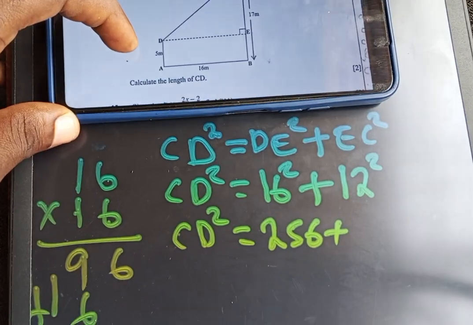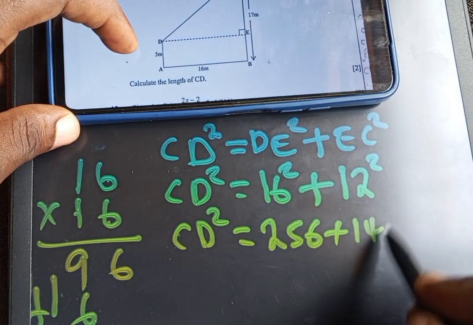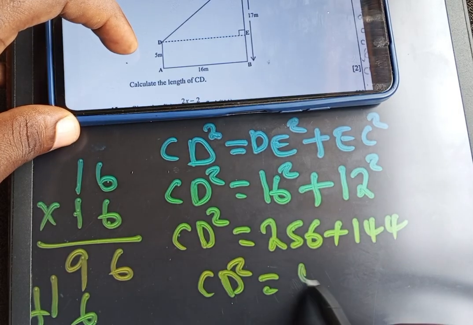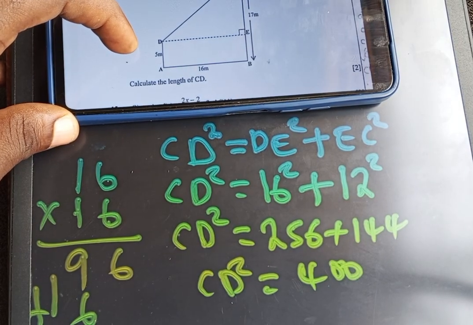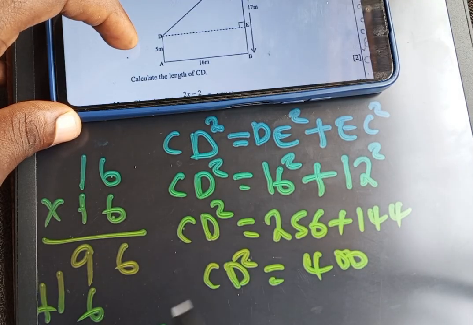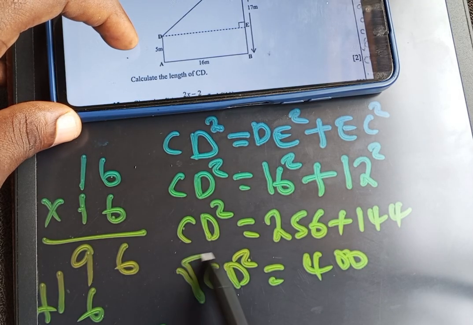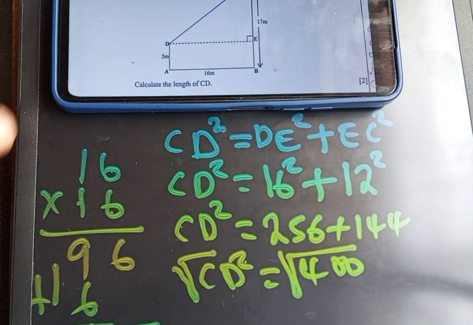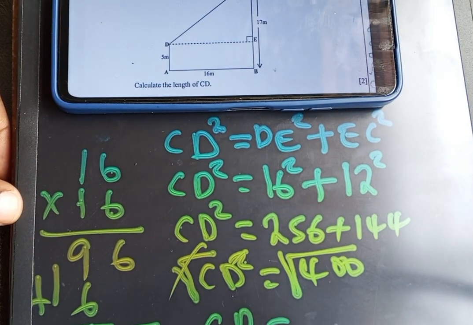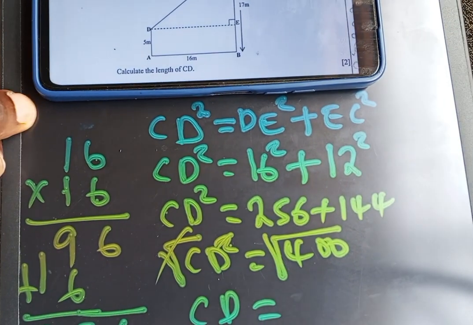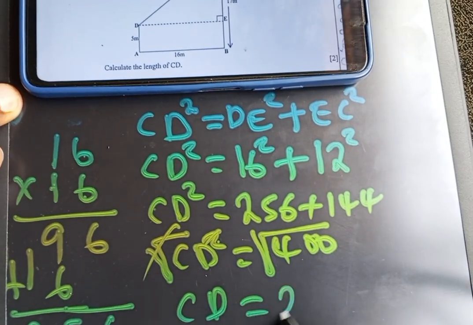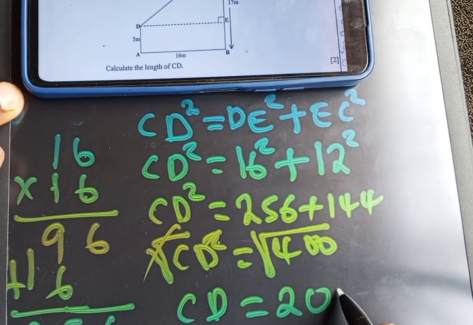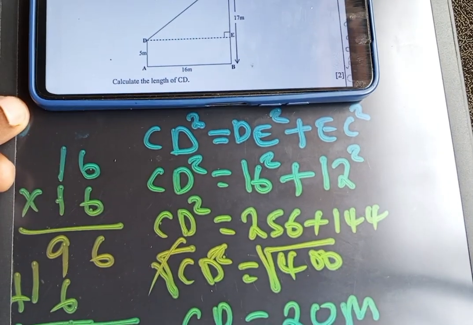Then what are we having this side? It's 12 times 12, which is 144. CD squared is equal to, when we add these two, it will give us 400. Now, to find CD, you need to get rid of the power 2. How do you do it? You introduce the square root on both sides. So CD is equal to the square root of 400, which is 20, because 20 times 20 is 400. So the answer is 20 meters.